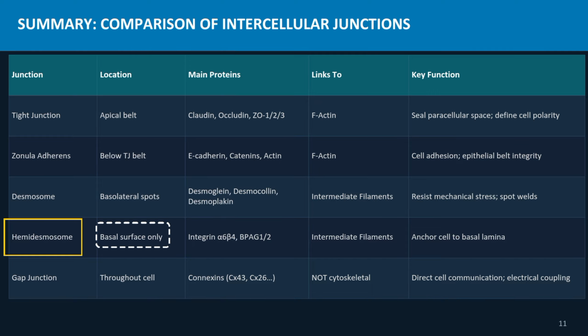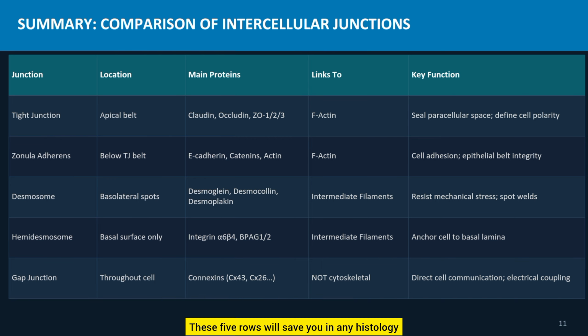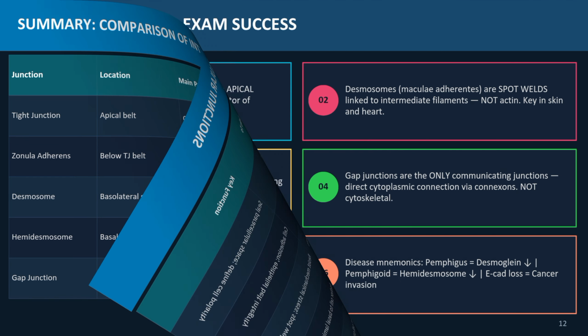Hemidesmosomes, basal surface only, proteins, integrin alpha-6 beta-4, BPAGs, links to intermediate filaments, function, anchor cells to basal lamina. Gap junctions throughout, proteins, connexins forming connexons, not linked to cytoskeleton, function, direct intercellular communication. Print this table. Stick it on your wall. These 5 rows will save you in any histology or pathology exam.